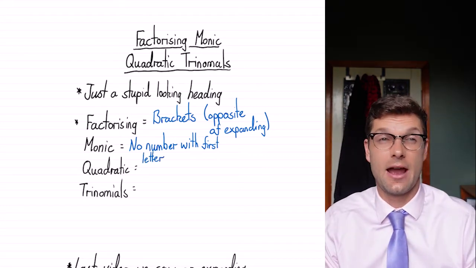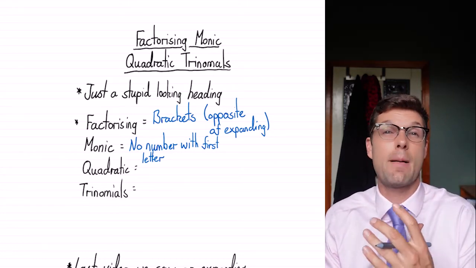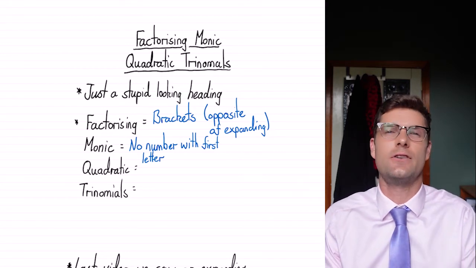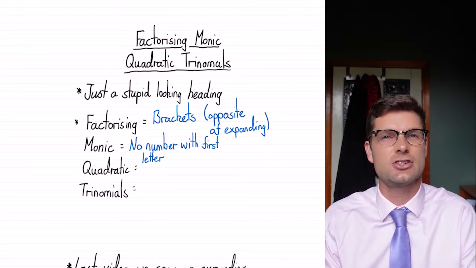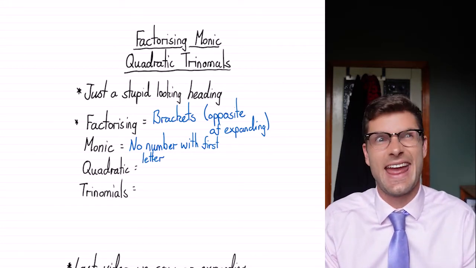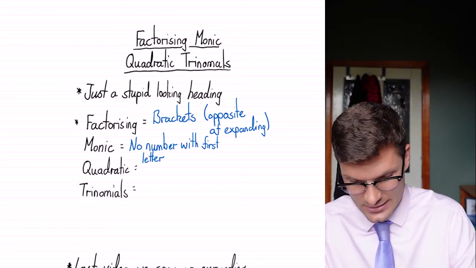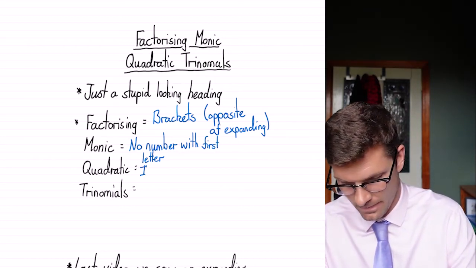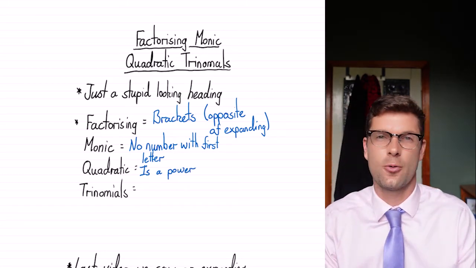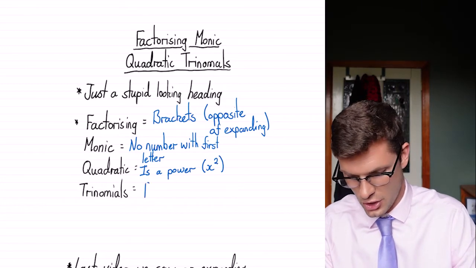We've talked about how a monobrow is one eyebrow, okay? So a monic in this sense is that there is only one of the term with the highest power. We don't really need to get into the details of it, but it just means you're going to see x squared basically at the front. Quadratic means that there is a power. So we're not just talking about x's, we're going to have x squareds. And trinomials means there are three terms.